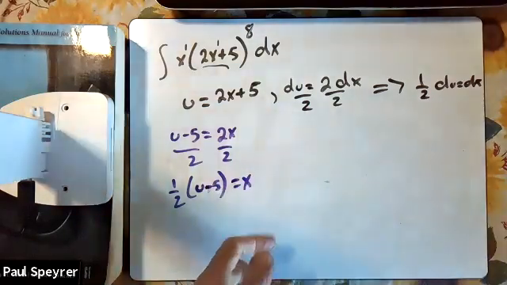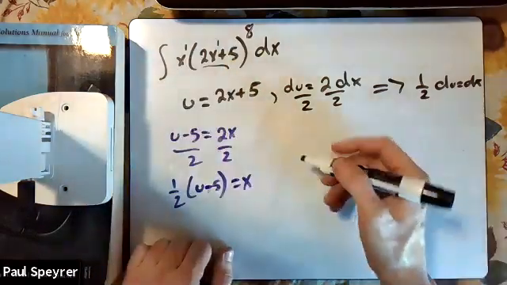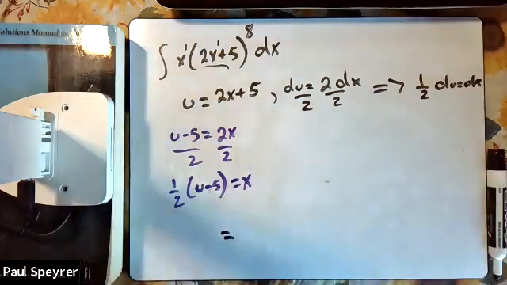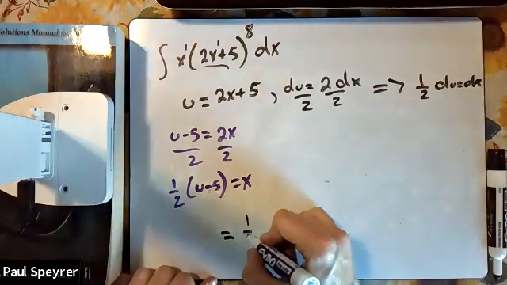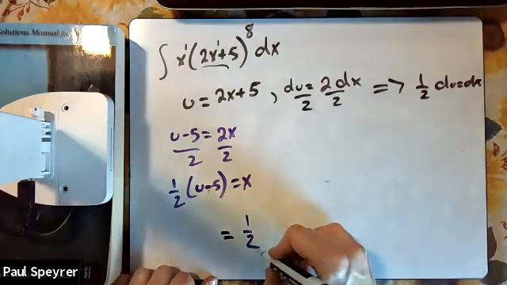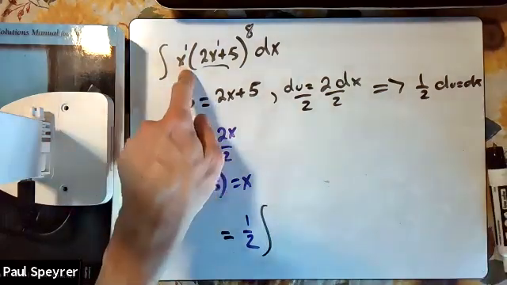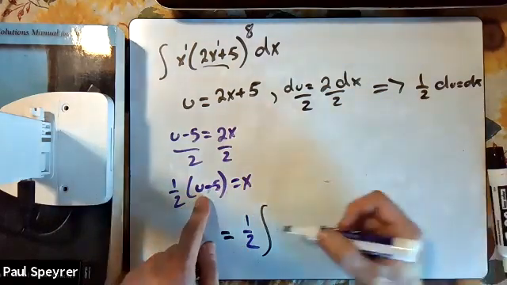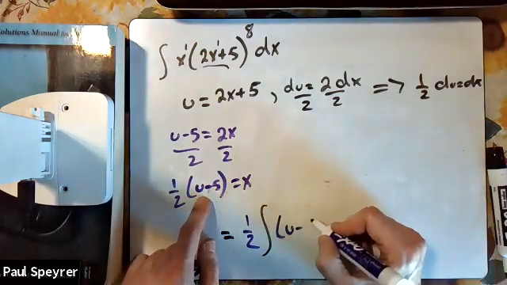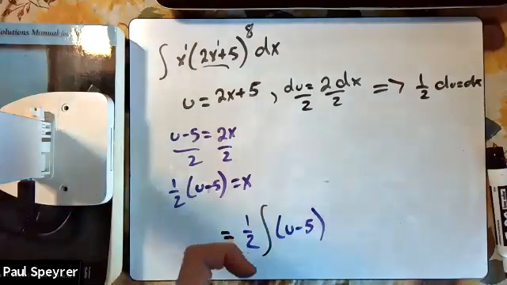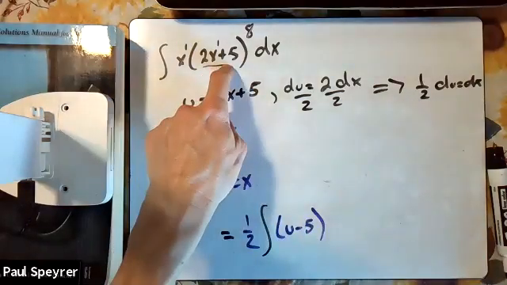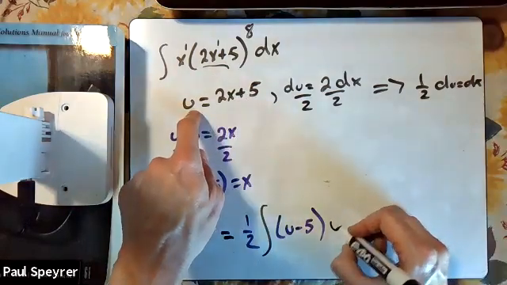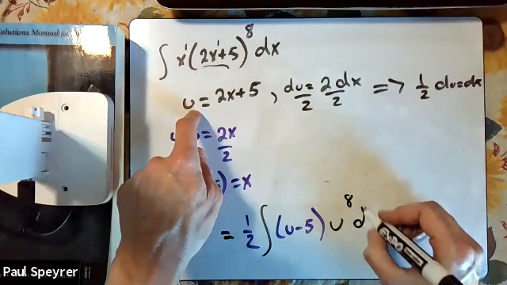So let's go out there and rewrite this whole integral now in terms of u. What would that look like? So we still have this 1/2 integral of. Now, what is x in this case? Remember, x we said was this 1/2 u minus 5 component. And then what's the 2x plus 5 become in terms of u? That was just u, right? So we have u to the 8th power du.